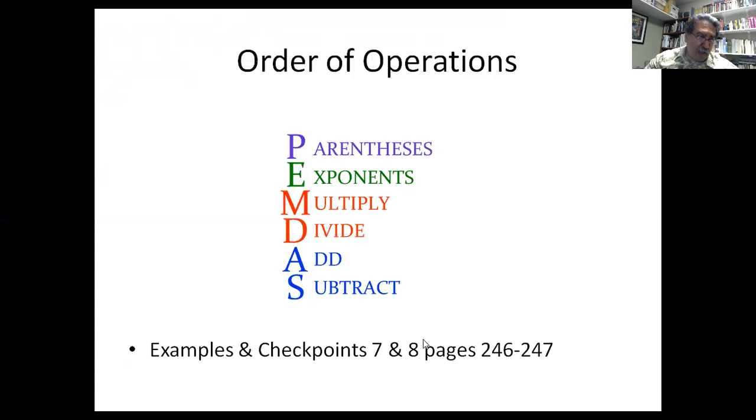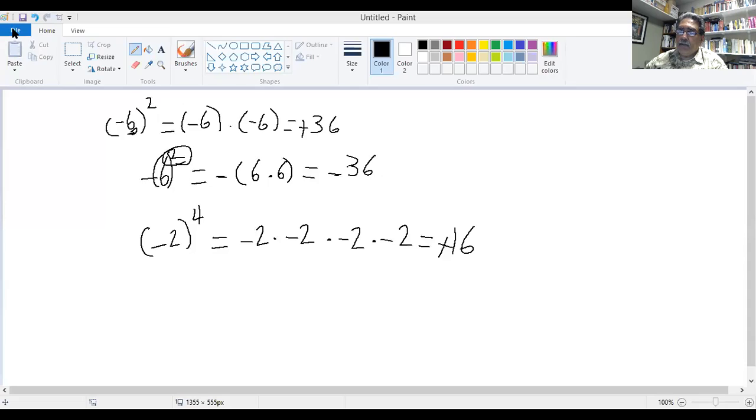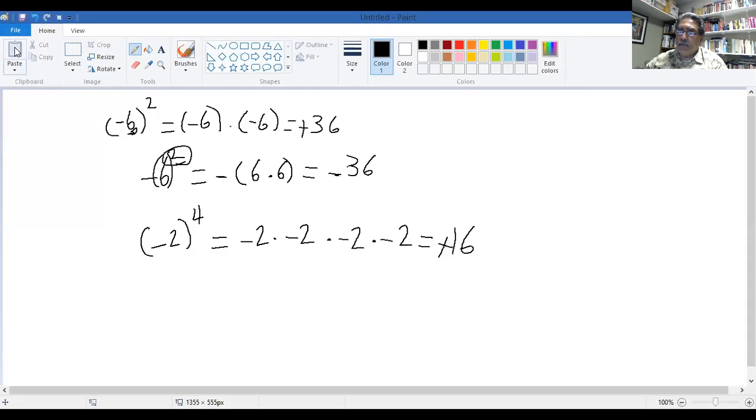Let's look at example 7 and checkpoint 7 and 8, pages 246 and 247. Let's go to those pages, 246 and 247. Let me go to my graph again and get a new fresh page.